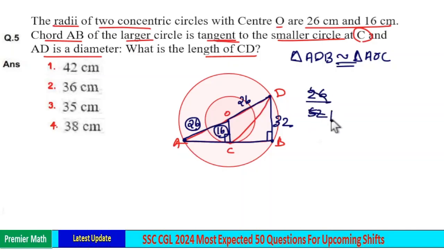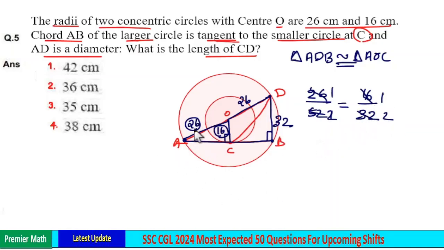So this is in the ratio 1:2, which means height of these two triangles should be in the ratio 1:2. That is, height of smaller triangle is 16. Height of larger triangle should be 32. So this will be in the ratio 1:2 as well.